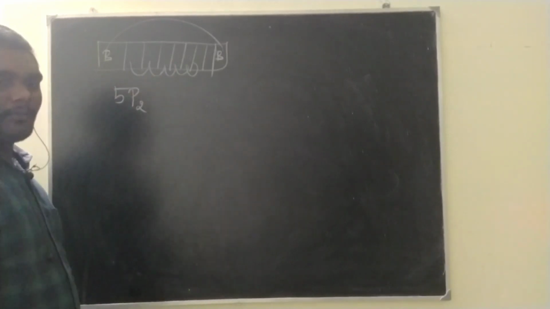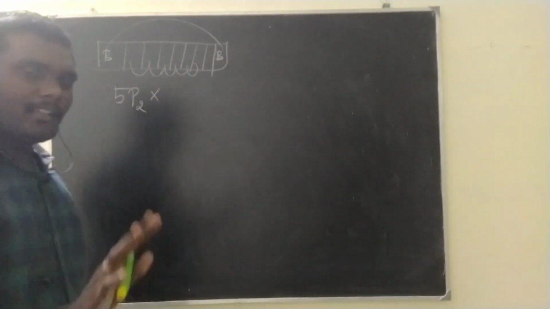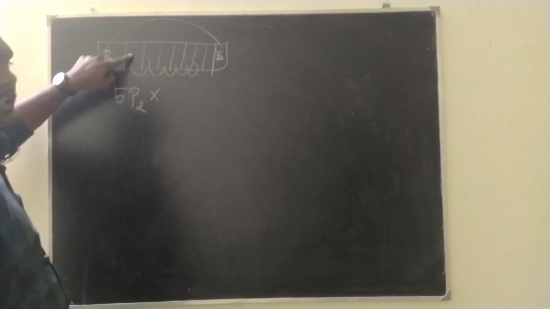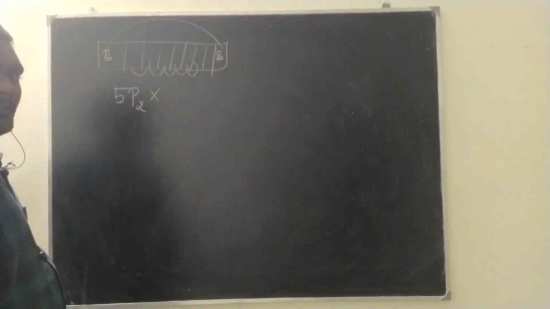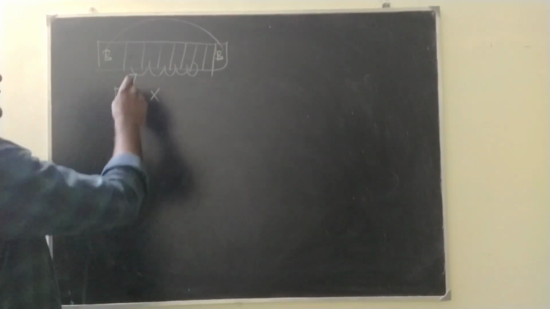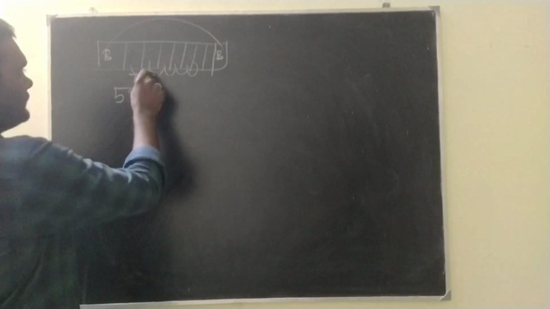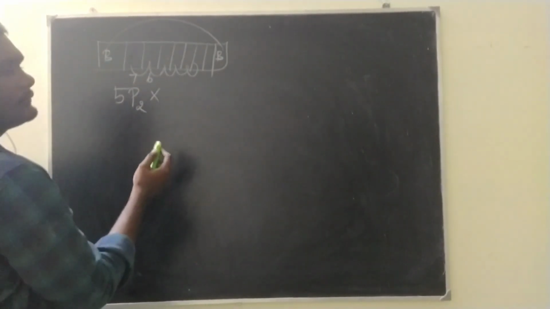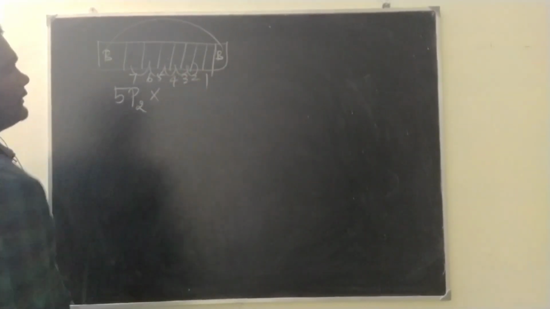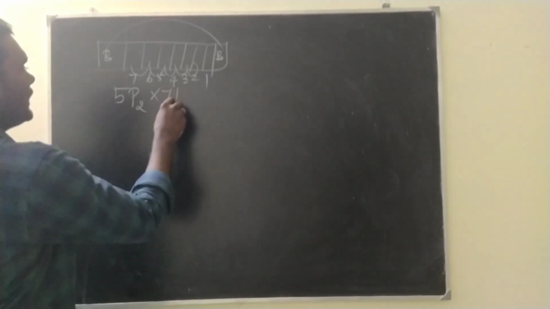9 places, 2 places we filled. Remaining 7 places. Do these 7 places have any restriction? No. This place has how many chances of filling? 7 people available for this. From these 7, any one we can choose. Then for this box, 6. For this box, 5. For this box, 4, 3, 2, 1. So 7 into 6 into 5 into 4 into 3 into 2 into 1, that is 7 factorial.